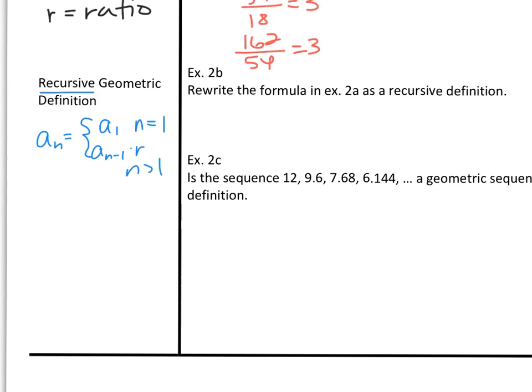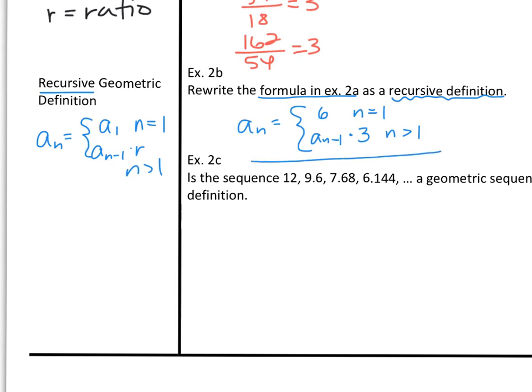Let's use that template to rewrite the formula in example 2a as a recursive definition. We have all the parts we need, therefore we're just going to write a sub n equals, and we do that big bracket. A sub 1 means the first term, and the first term in that geometric sequence was 6, and that's when n equals 1. To get anything after that, you take the previous answer, which would have been 6, and we multiply it by our r value. And in this case, our r value is 3. Those are for values of n that are greater than 1. And that's all we do. That would be the recursive formula for that geometric sequence.